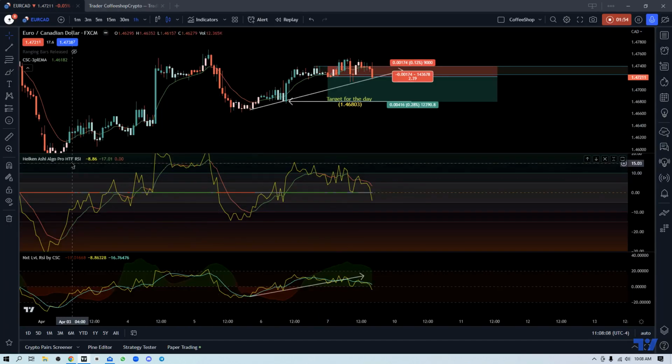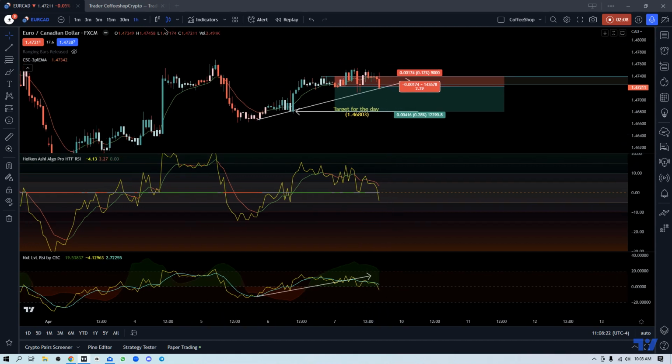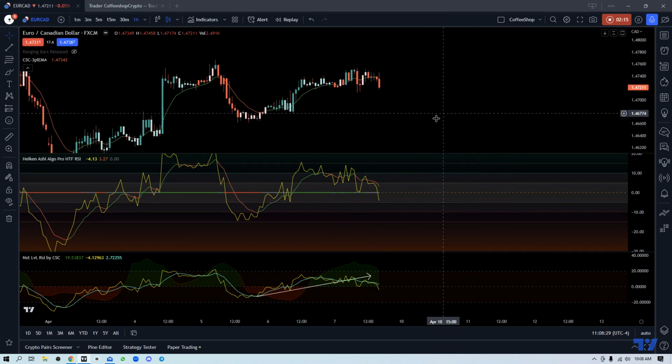So I'm using my Heiken Ashi Algo, right? I'm testing it with some new settings against another filter, another RSI filter that I've created called the Next Level RSI by CSC. Okay, really cool thing. And I didn't draw anything on here. So let's just do this, right? I'm looking at the 1 hour on EuroCAD, same as you, right? So let me get rid of all of this, okay? And I'll show you how I got to this point.